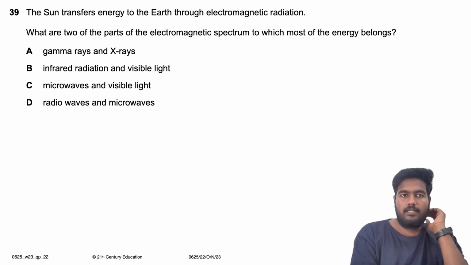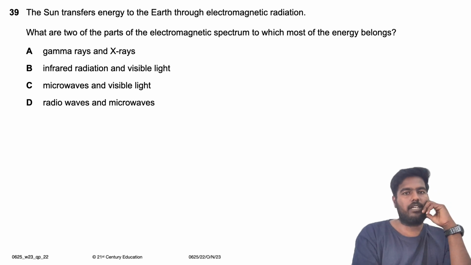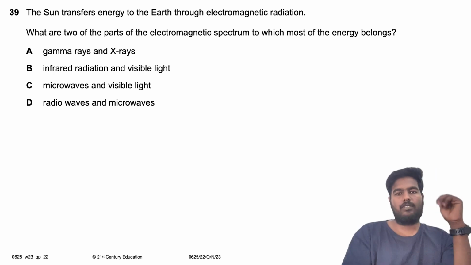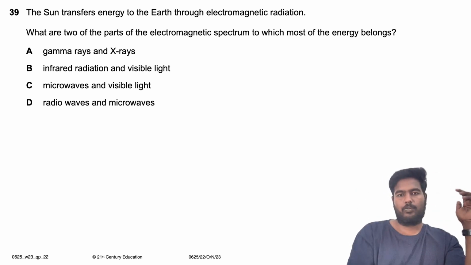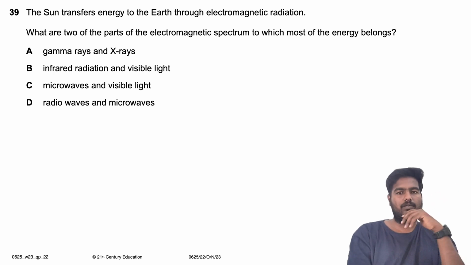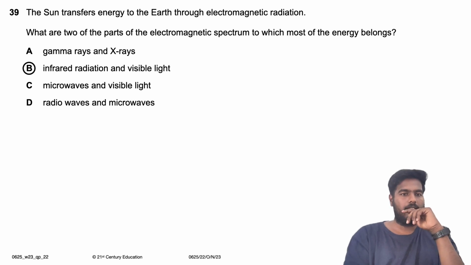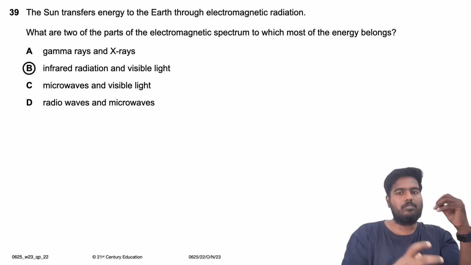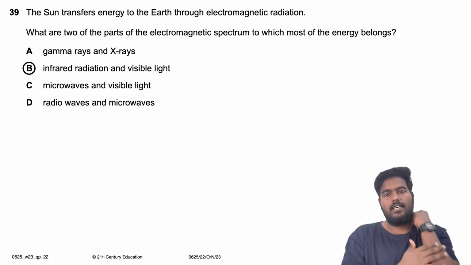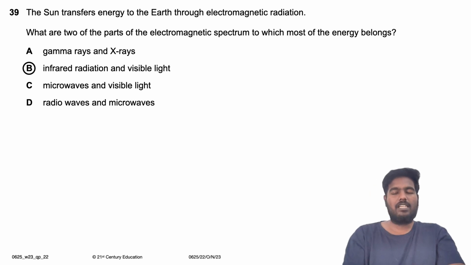Okay. So the Sun transfers energy to the Earth through electromagnetic radiation. What are the two parts of the electromagnetic spectrum to which most of our energy belongs? First, we are receiving energy from most of the electromagnetic spectrum, but the two parts from which we receive most of the energy are infrared and visible light. Radio we still receive energy from, but not that much. So infrared radiation and visible light is the right answer. Our skin burns and we feel the temperature due to this infrared.